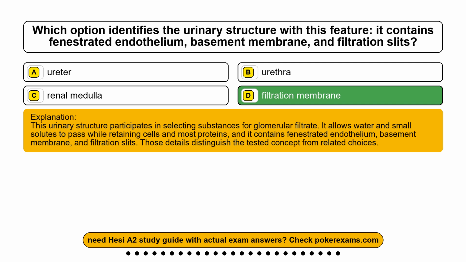This urinary structure participates in selecting substances for glomerular filtrate. It allows water and small solutes to pass while retaining cells and most proteins, and it contains fenestrated endothelium, basement membrane, and filtration slits. Those details distinguish the tested concept from related choices.